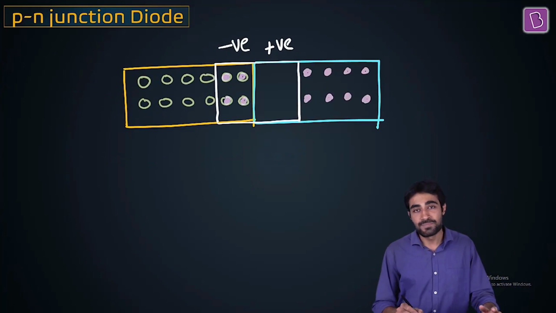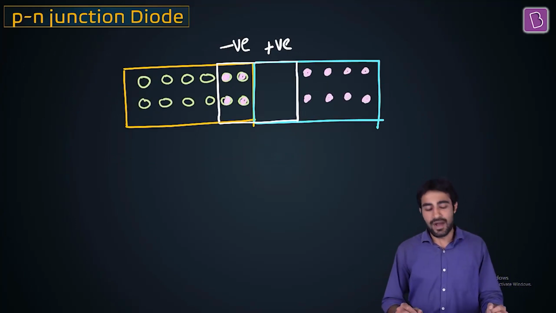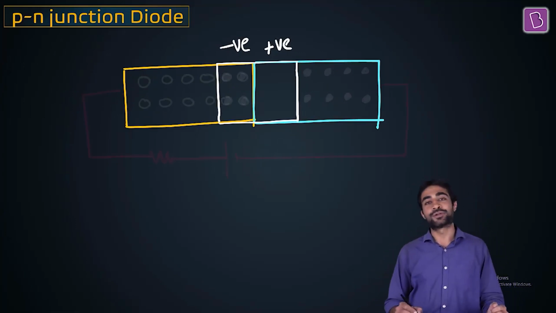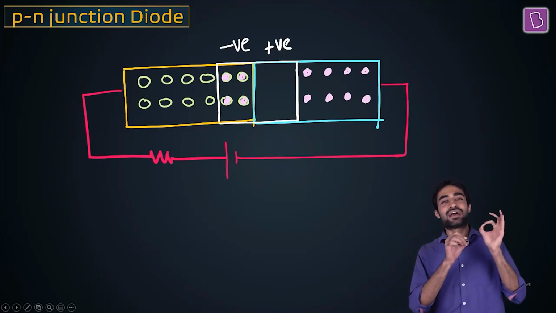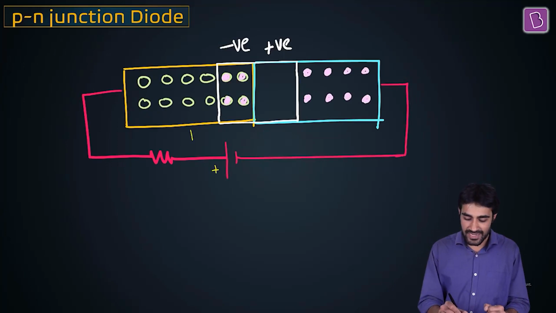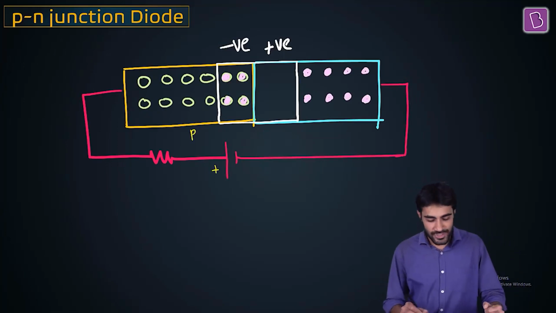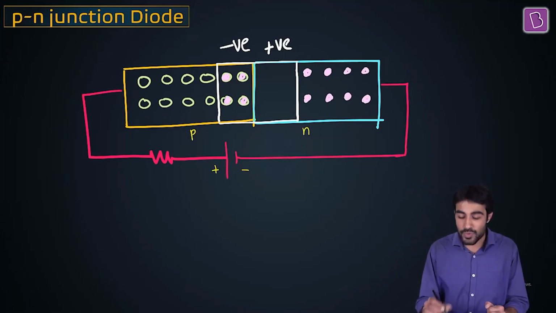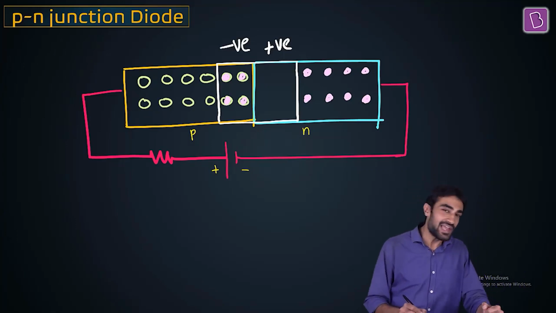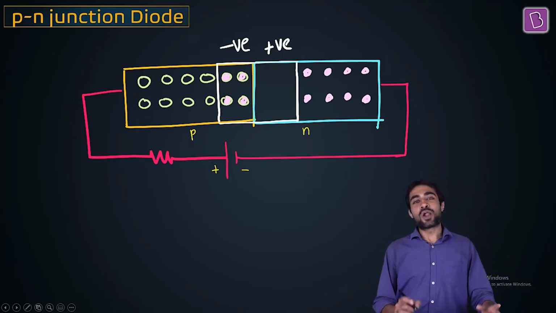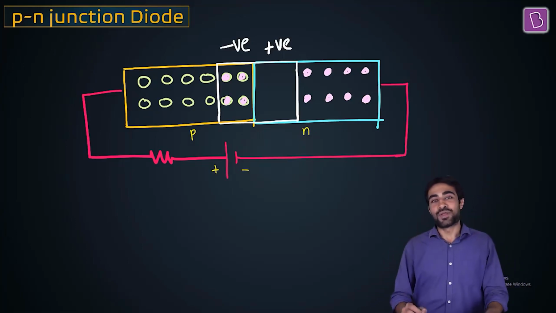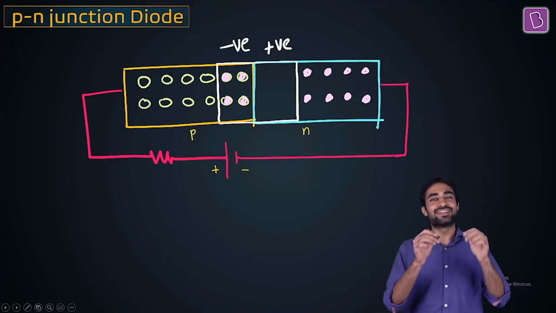Let's remove the battery and this time we will connect the battery in reverse order. This is the forward biasing. Positive terminal is connected to the P-type semiconductor and negative terminal is connected to the N-type semiconductor. Now, in this case, what will happen to the depletion region? Will it increase or will it decrease?